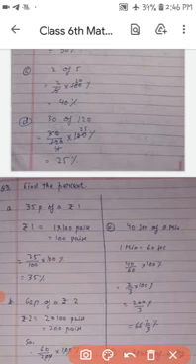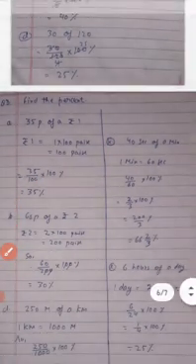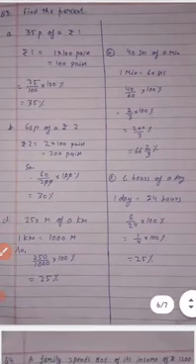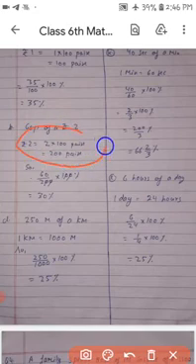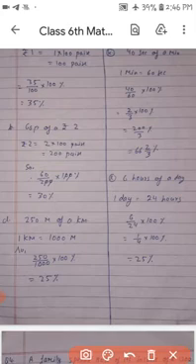Question 3. Find the percent. 35 paisa of rupees 1. 1 rupee is equal to 100 paisa. 35 upon 100 into 100 is equal to 35%. 60 paisa of rupees 2. Rupees 2 is equal to 2 into 100, which is equal to 200 paisa. So 60 upon 200 into 100. Zeros cancel. Now 2 threes are 6. Answer comes to 30%.